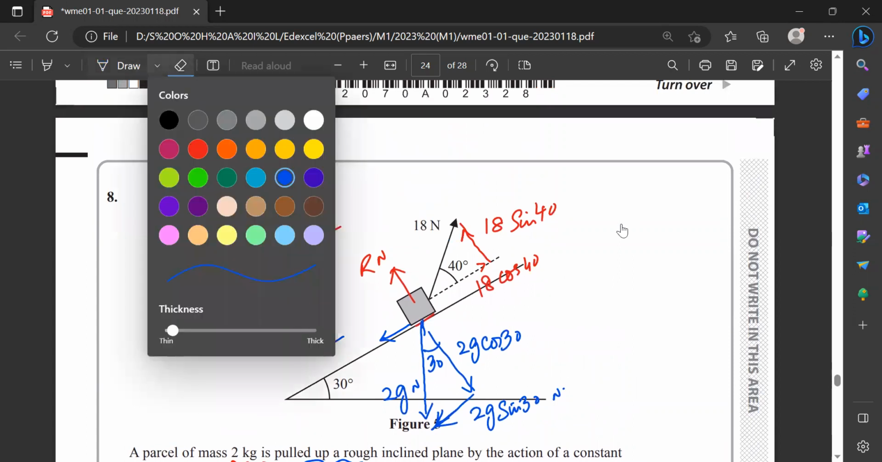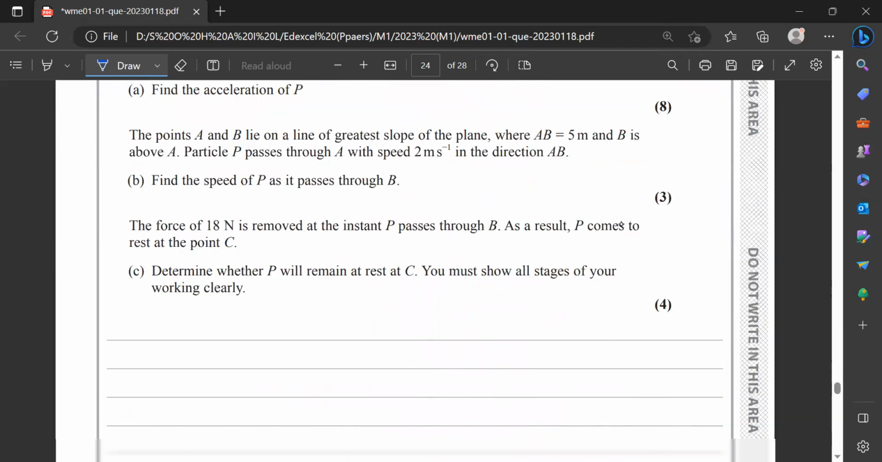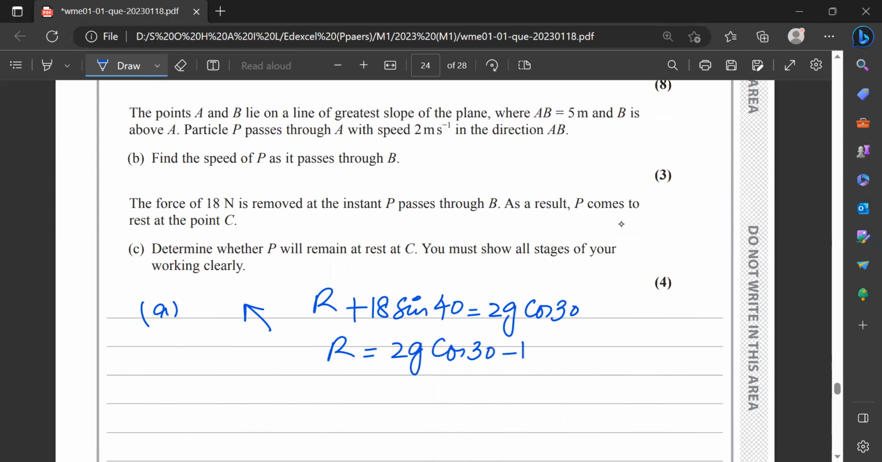This Fr is the friction, let us write it Fr newtons. So friction is mu R. Mu is given, R we need to find, and R means the forces. So for part A, forces in this direction are R plus 18 sine of 40 equals 2g cos of 30. So R is 2g cos of 30 minus 18 sine of 40.